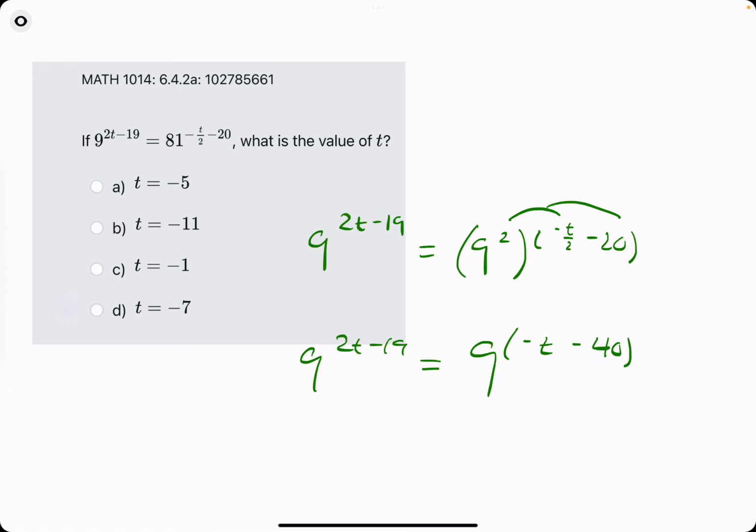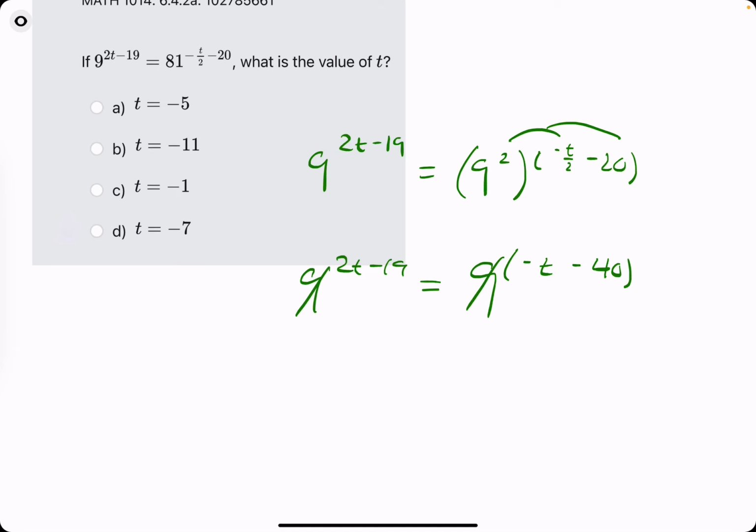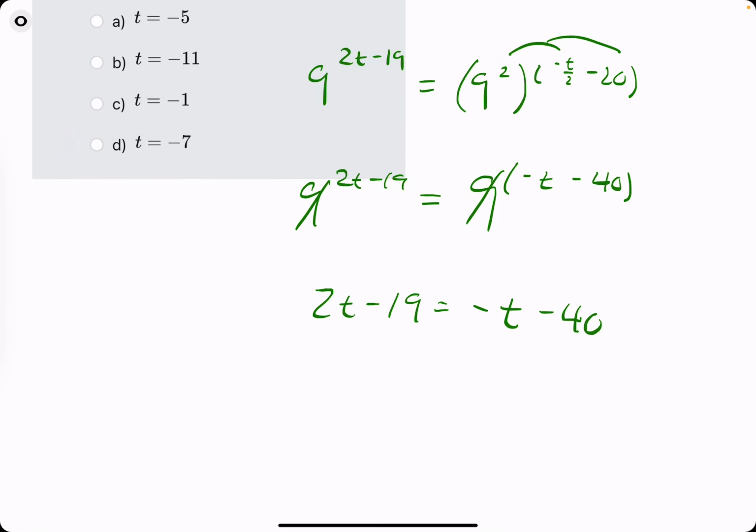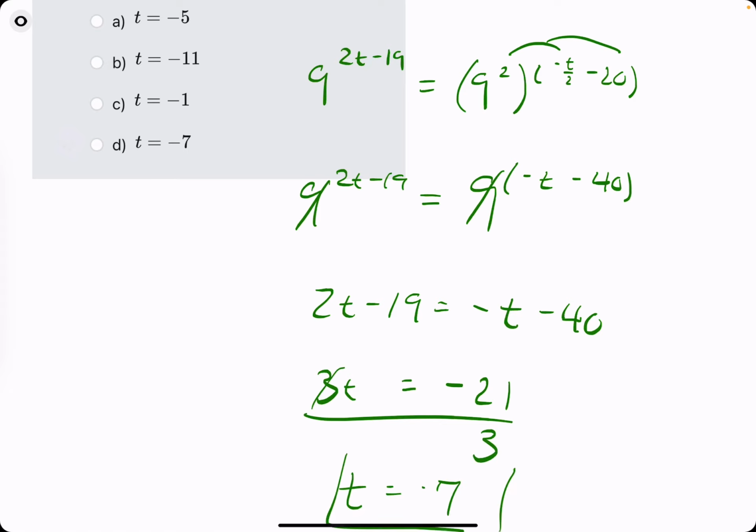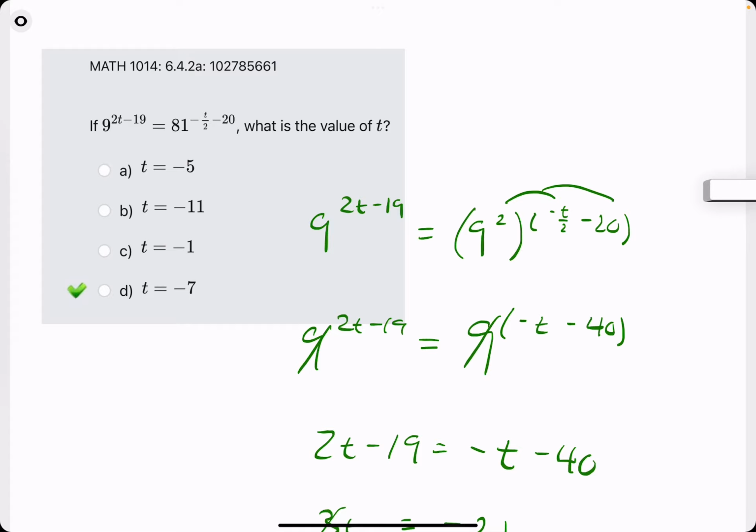Once we have the same base, we cancel out the bases and we're left with 2t minus 19 equals negative t minus 40. We add t to both sides, getting 3t, and we add 19 to both sides, getting negative 21. Divide by 3, and we get t equals negative 7. Nice and quick one there.